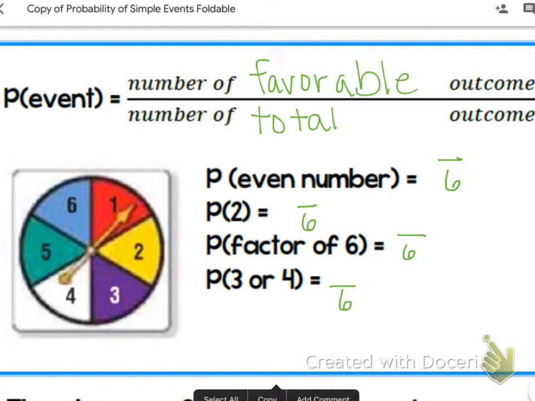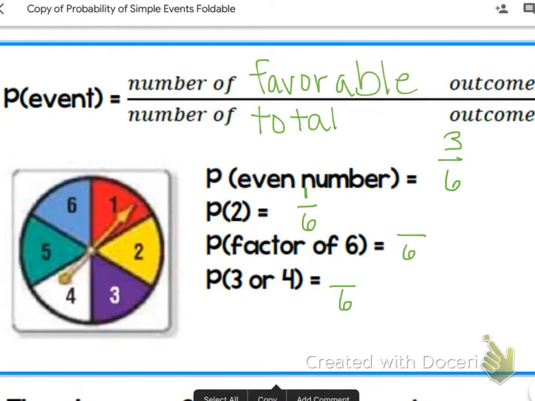So the probability of an even number happening, well, there are 1, 2, 3 even numbers. So I'm going to circle my outcomes. And normally we represent probability as a percentage or as a fraction. So in this case we're representing it as a fraction first. So always represent it first as a fraction. So that's for the probability of an even number happening. Next, probability of 2 happening. Well, that can only happen once on the spinner. There is only one 2.